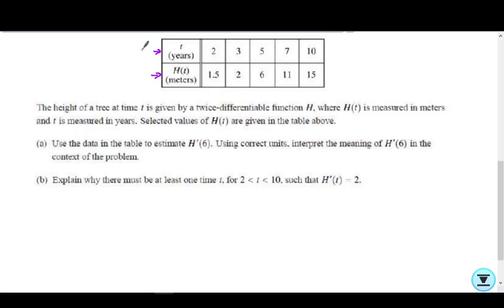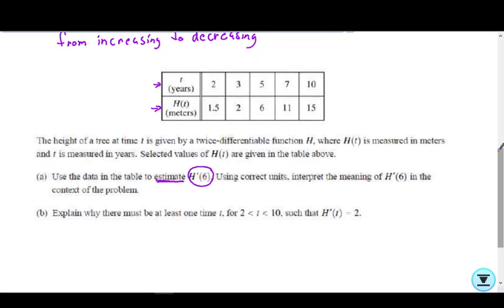It says use the data in the table to estimate h prime at 6. Use correct units. Interpret the meaning of h prime at 6 in the context of the problem. So as soon as you hear this term estimate, and this is asking us to find h prime of 6. So h prime is basically the derivative. Well, it's asking us to estimate the derivative. The derivative is slope. So it's asking us to estimate the slope at 6. Well, at 6 years, where is that? Well, that's in between here and here.